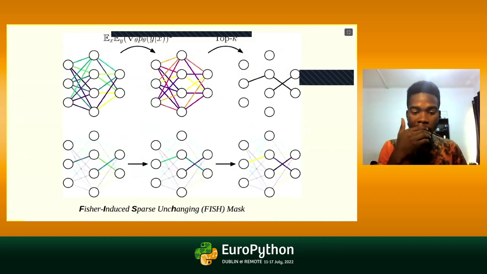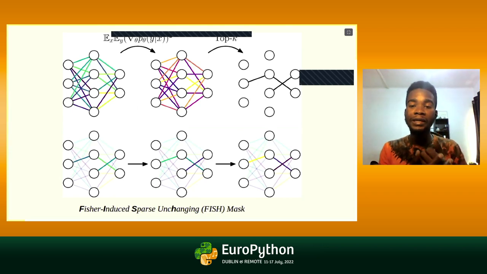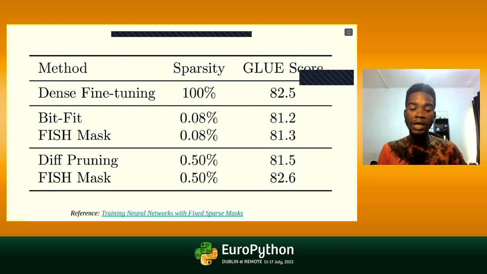Yeah. And there is this method by one of our polymath students, known as Fisher-induced sparse unchanging mask. What it does is that it computes the top k parameters that need to be changed, and then it focuses on changing these parameters alone without affecting the performance of the other weights, right? And this actually works, and you can see how well it performs compared to other methods of trying to work with parameter sparsity, and you can see how well it performed there, and also here, and of course you can check out the paper.